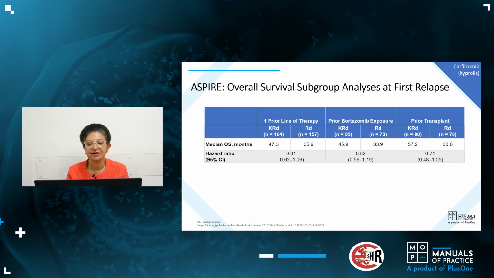How about at first relapse? Patients that received Kyprolis Revlimid Dexa at first relapse fared better. As you can see here, the median overall survival was 47.3 months versus 35.9 months in the RD arm alone. And this was very nice.